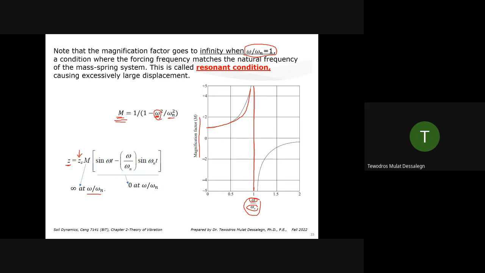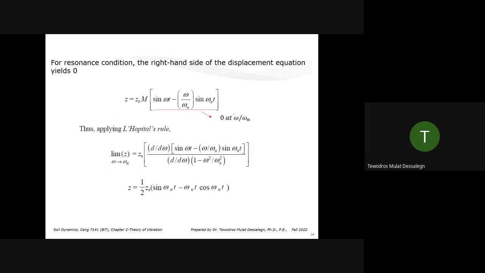What happens when we are really close to each other? You may not have a solution when you are exactly at W equal to Wn, but when you are close to each other, like a limiting condition, we can find it. So let's apply L'Hopital's rule, which is trying to find the solution when W is approaching Wn. That's your calculus. Exactly at W equal to Wn, there is no solution, or it's not realistic. There is something we ignored here.